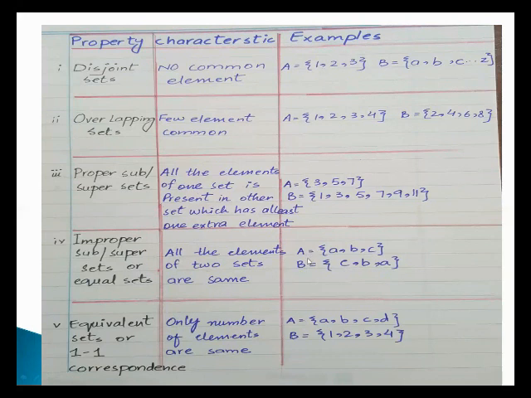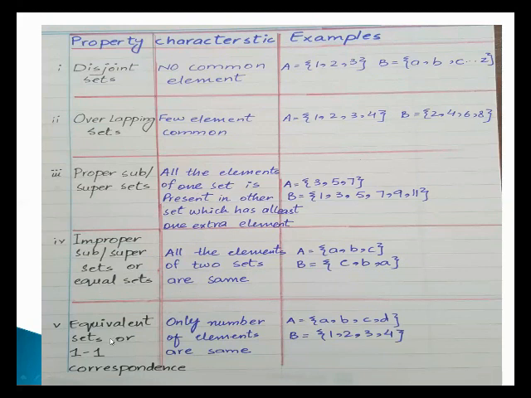There is an example: A and B, two sets, are given. Set A has A, B, C and set B has C, B, A. We observe that the elements are the same, but their sequence is not the same. It doesn't create any problem if the sequence is changed. We consider that they have the same elements. So they are an example of improper superset and subset, or they are known as equal sets.